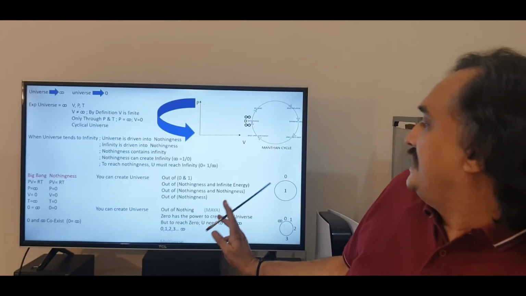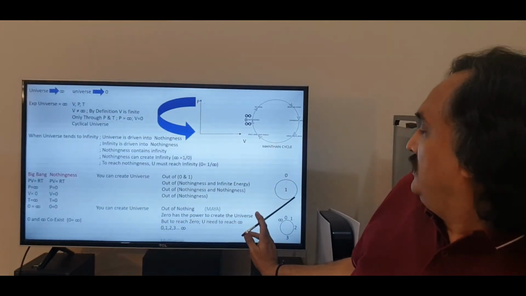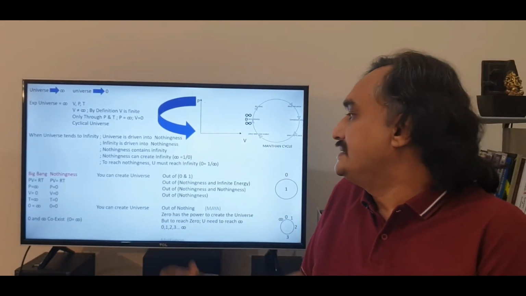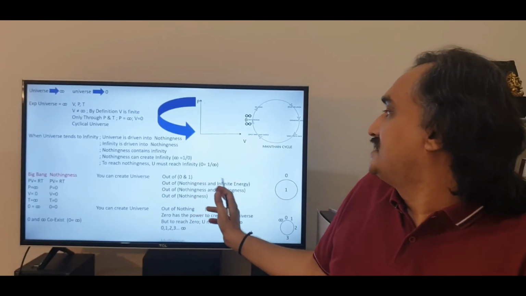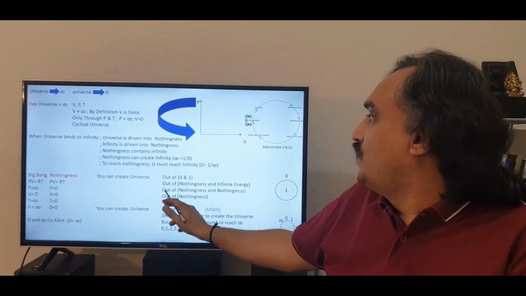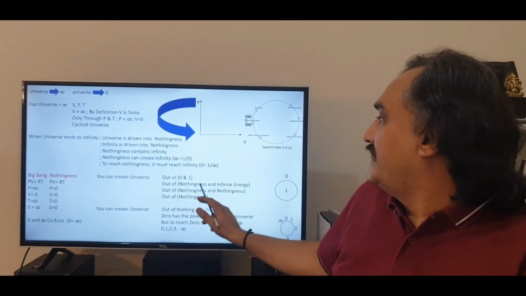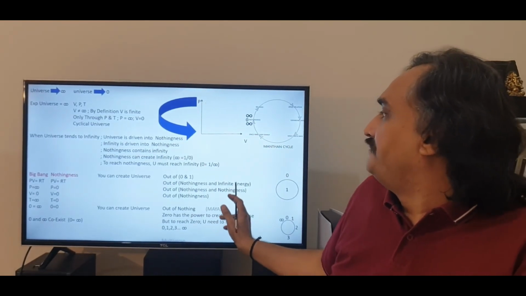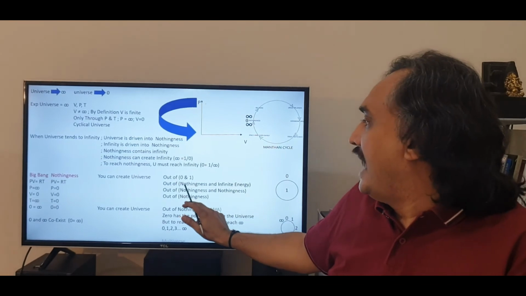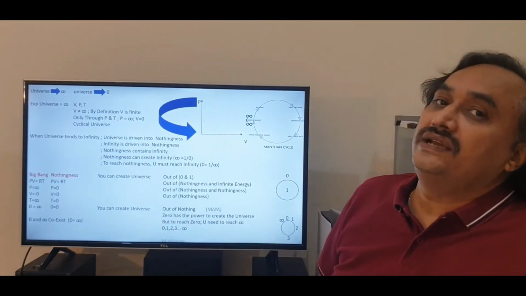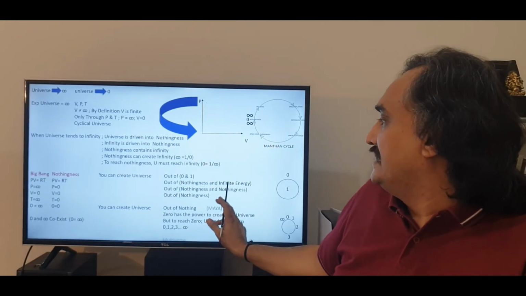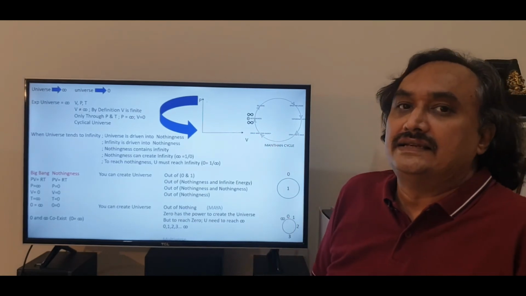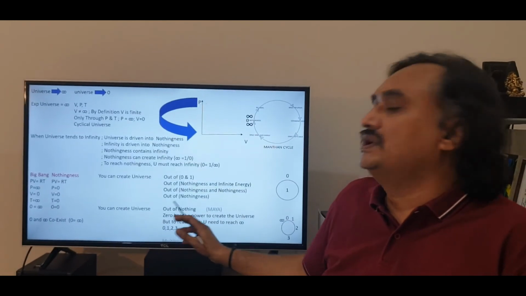So to begin with, we had said that our universe model is 1 and 0. To create our universe, you need nothingness and something. And when this something reaches infinite energy, is when you can create the universe out of nothingness and infinite energy, because this one is reaching infinite energy. We had said that nothingness contains infinity when the universe is reaching infinite energy, which means that I can replace infinite energy with nothingness. In the sense, you can create universe out of nothingness. Literally, you can create universe out of nothing.